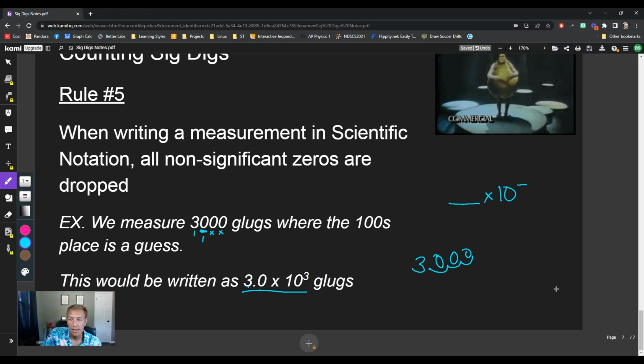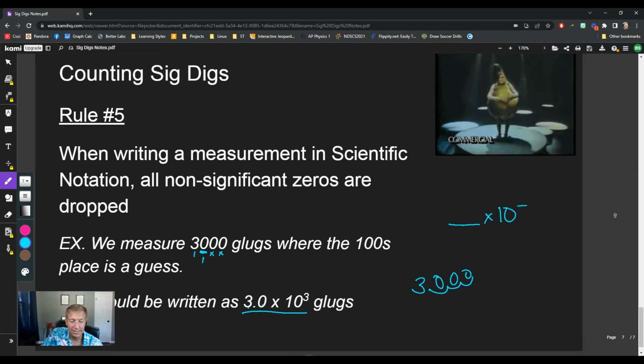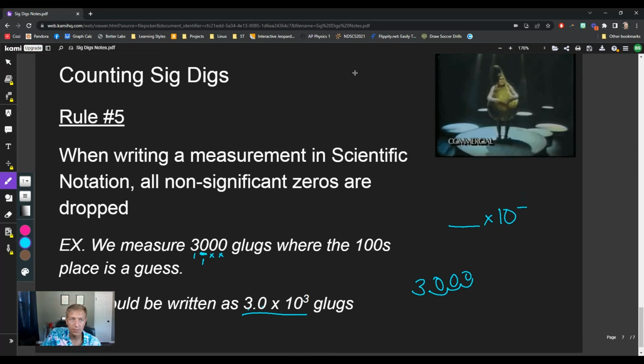So that's rule 5. For my classes, we don't use scientific notation all that much, but it is something that does come up from time to time, and it is something you need to be aware of. Again, for now, the most important thing is that we're understanding how to count sig digs. If you feel like you're not understanding, check out my next video where I will go through some more examples of counting sig digs and using all of these rules to determine which digits are significant.